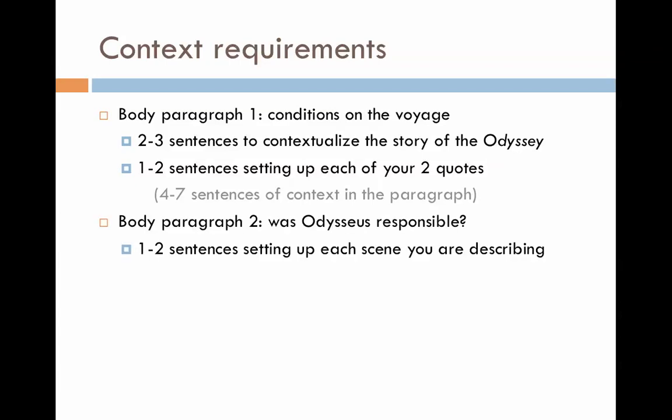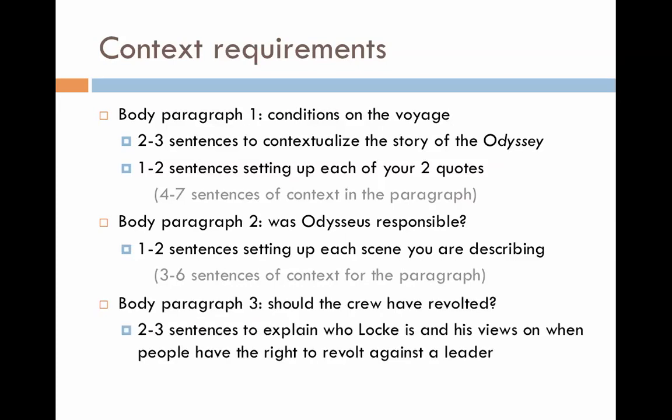In body paragraph 2, you should have 2 pieces of evidence to show whether Odysseus was responsible for the things that went wrong. So therefore, you should have anywhere from 3 to 6 sentences of context for that paragraph. In body paragraph 3, you need to explain if the crew should have revolted or not based on Locke. Your reader doesn't necessarily know who Locke is, so you need 2 to 3 sentences to explain who he is and what his views are when people have the right to revolt against a leader. And that's 2 to 3 sentences of context for this paragraph.